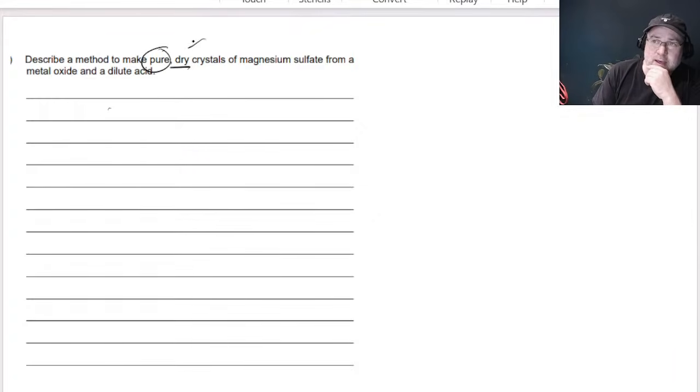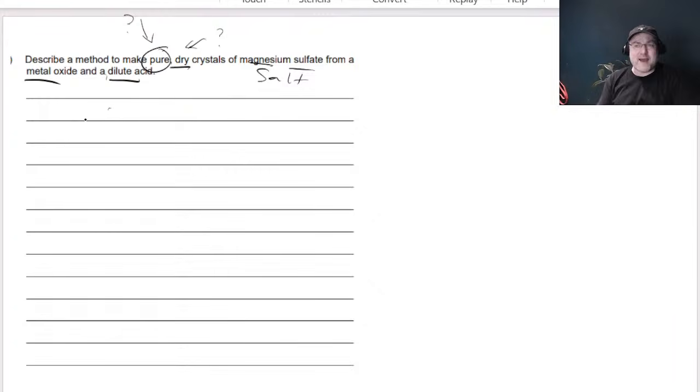They're giving you the clue there. They want you to mention why did they say dry? Why did they say pure? You kind of done that. And they gave us the name of the salt. So it's not just any salt. They gave us the name. And they didn't tell us the name of the acid. That means they're fishing. They didn't tell us the name of the oxide. They're fishing for the name of the oxide and the acid.